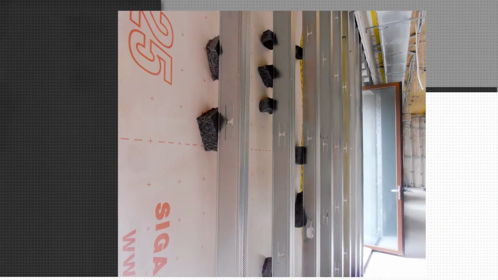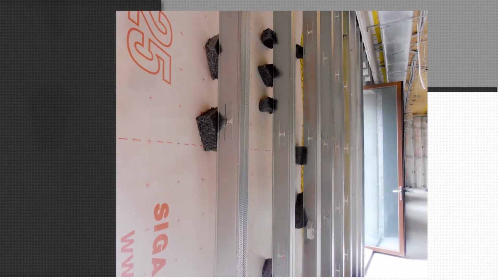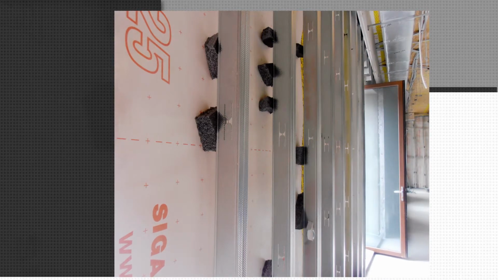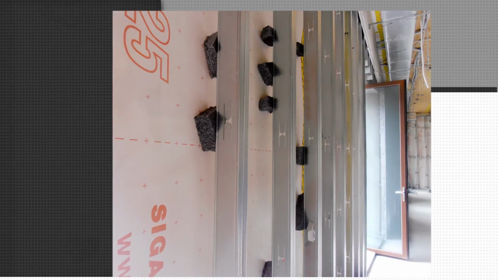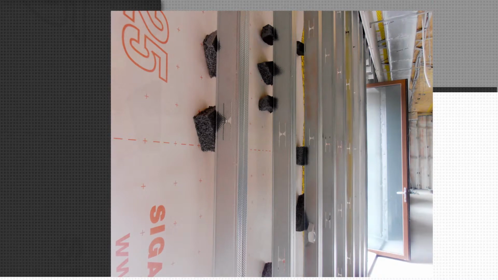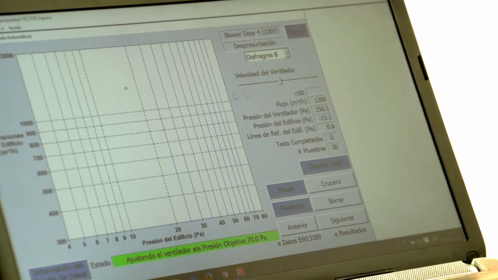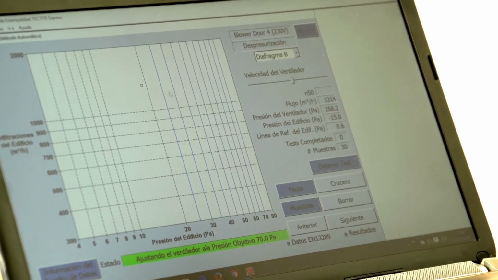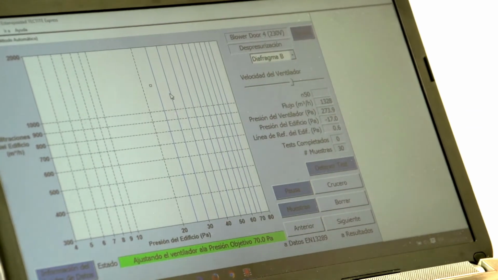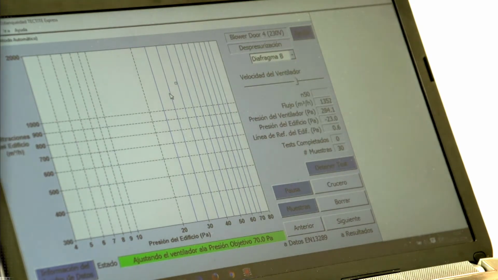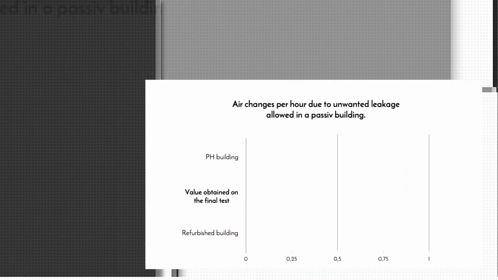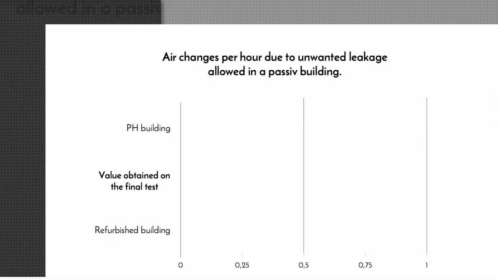During the blower door test conducted during the construction phase, the barrier layer in the walls had to be held in place with polystyrene wedges to prevent damage from suction. The fan is connected to a computer which, once there is a pressure difference of 50 pascals between inside and outside pressure, displays airflow and pressure graphs. This is how the number of air changes per hour due to unwanted leakage is calculated.